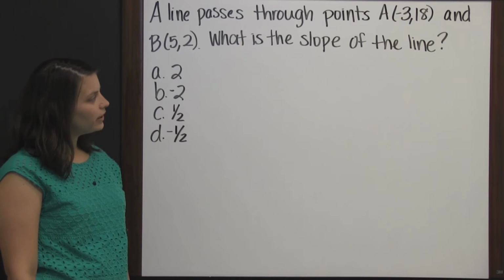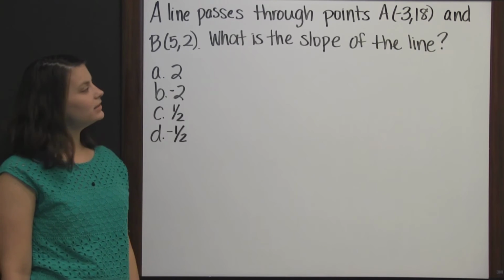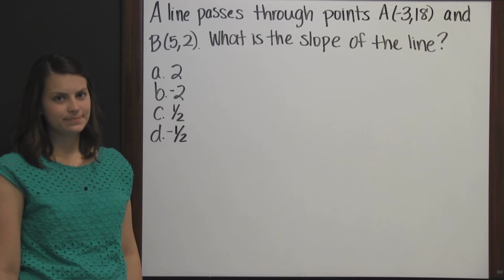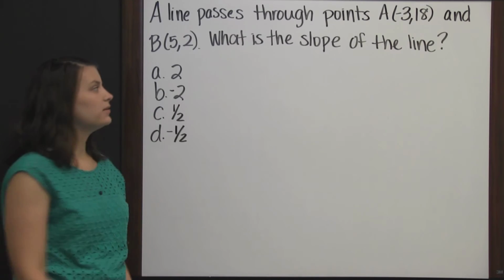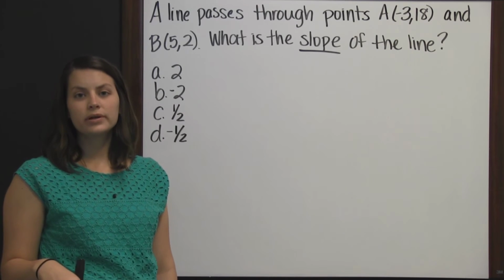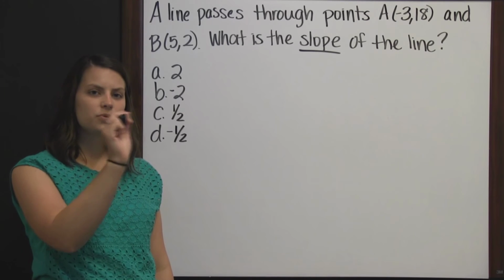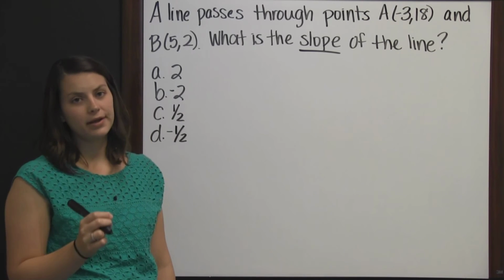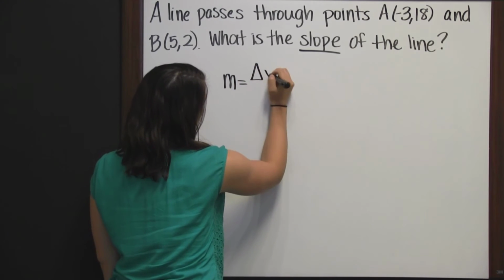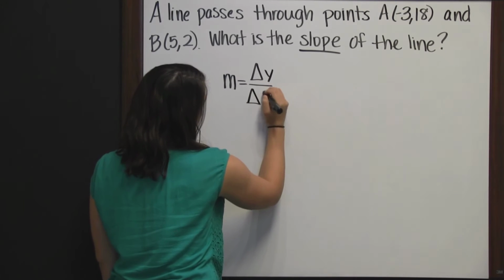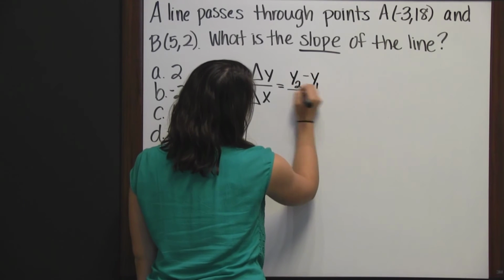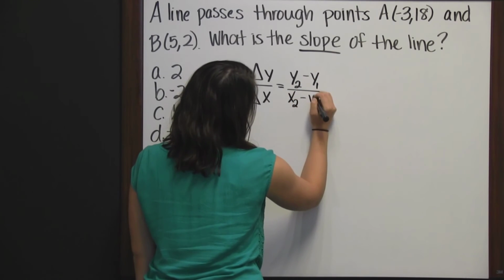A line passes through points A, negative 3, 18, and B, 5, 2. What is the slope of the line? Well, there are a couple of different ways we can find slope. One would be to graph these 2 points on a coordinate plane and then count between the points the rise and the run. Because that's all that slope is, really. Slope is the change in your y values divided by the change in your x values, or y2 minus y1 divided by x2 minus x1.